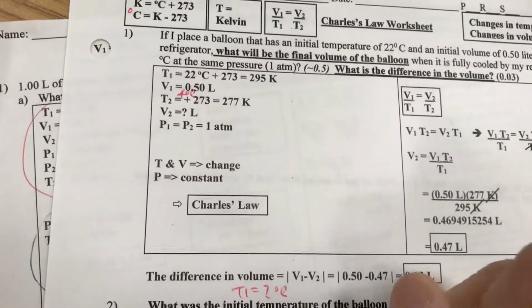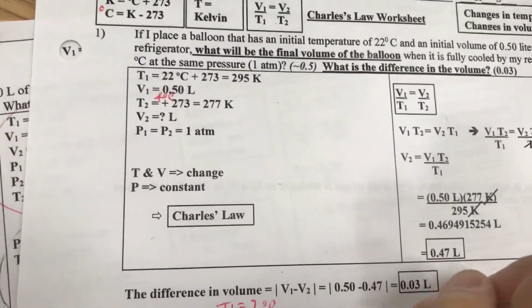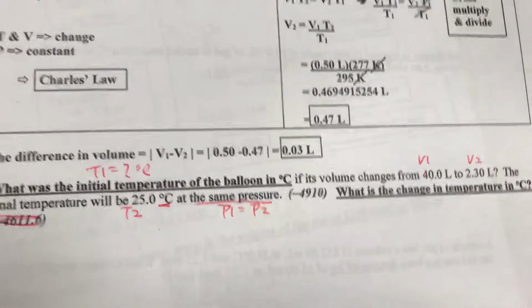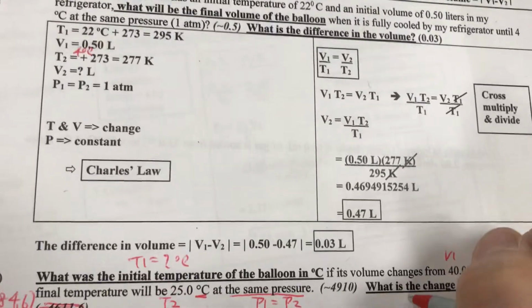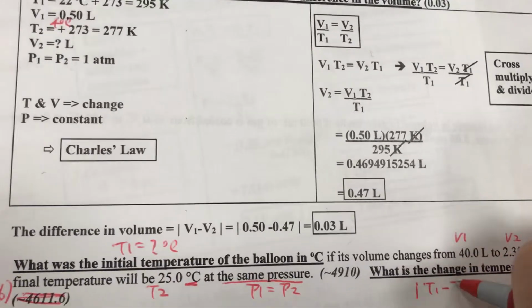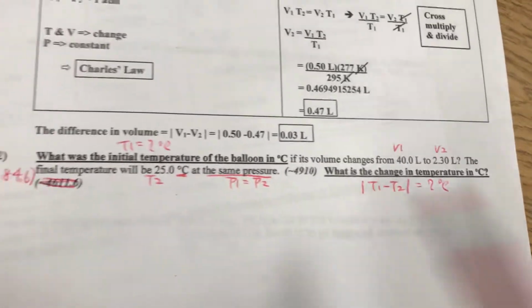Okay, at the same pressure, meaning P1 equals P2, same pressure. And what's the change in temperature in degrees Celsius? So I'm also looking for T1 minus T2 equals question mark degrees Celsius. So here are actually two parts of the question. We first list out what we have.